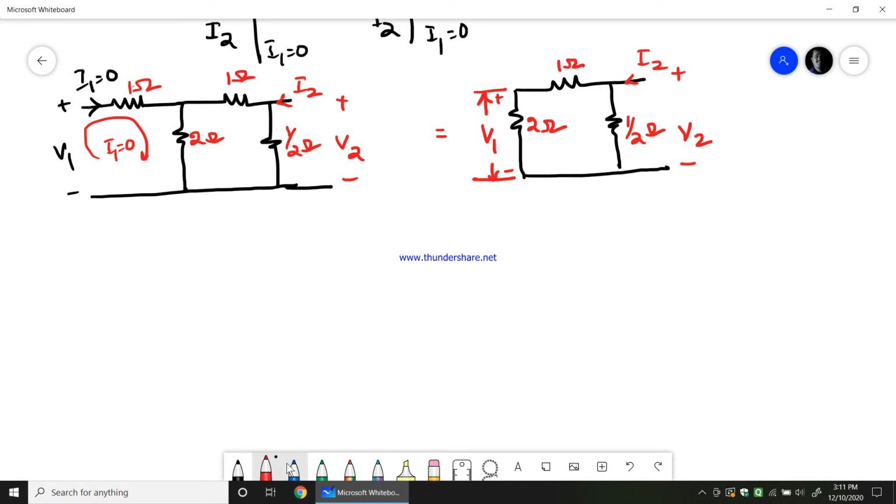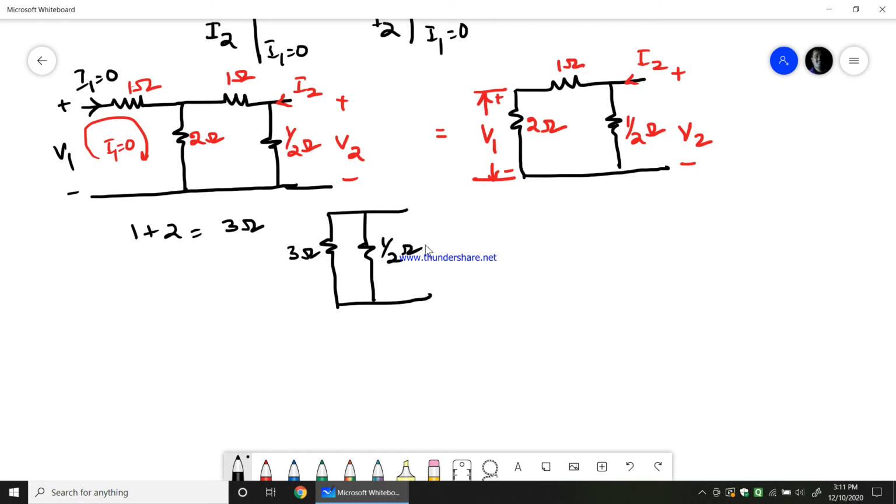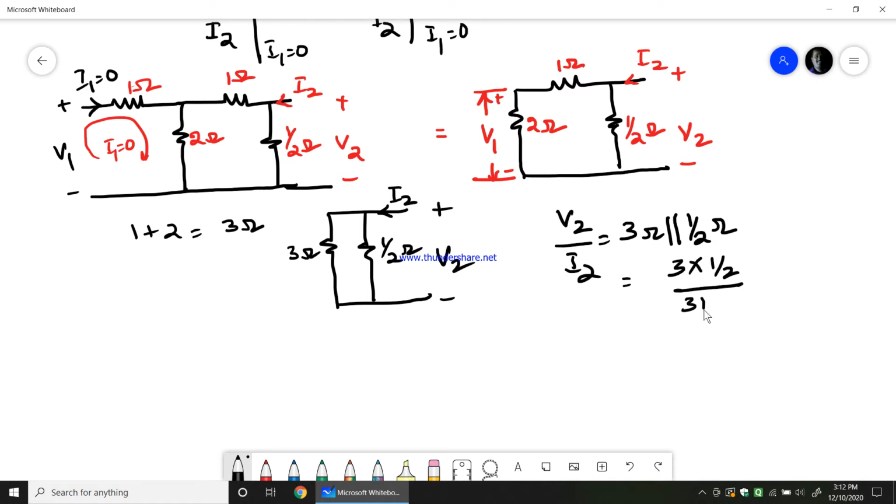So now 1 ohm is in series with 2 ohms, so 1 plus 2 would be equal to 3 ohms, and that 3 ohm is in parallel with 1 by 2 ohm. So I'll write, I get 3 ohm here, I get 1 by 2 ohm here, and then I will have V2, and this is I2. Now V2 by I2 would be equal to 3 ohm parallel with 1 by 2 ohms, which is 3 into 1 by 2 divided by 3 plus 1 by 2, which gives me 3 by 7. Therefore Z22 would be equal to 3 by 7 ohms.